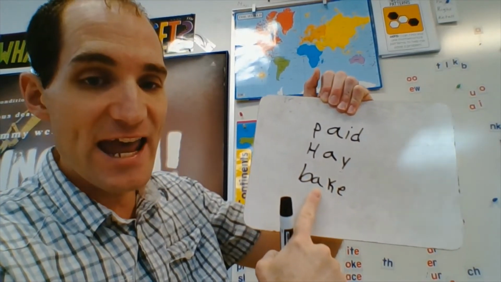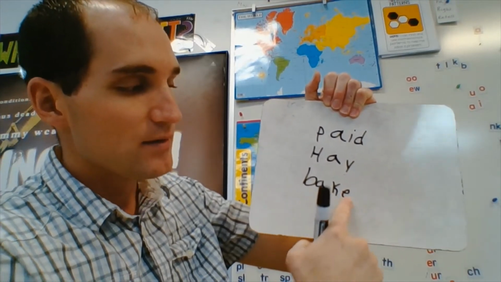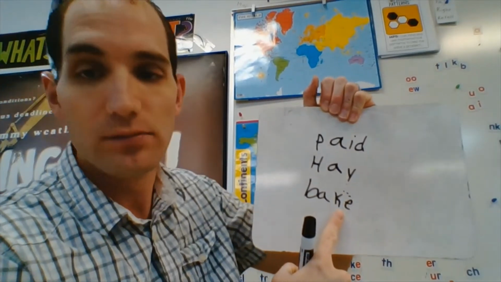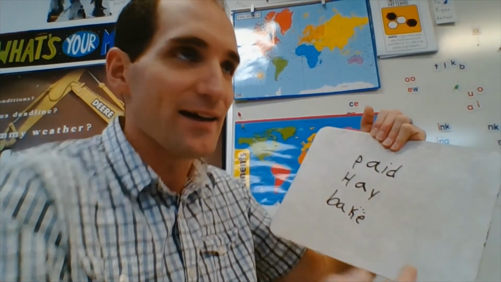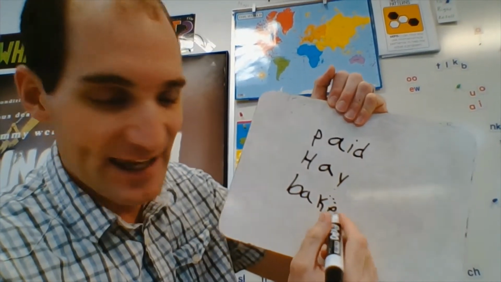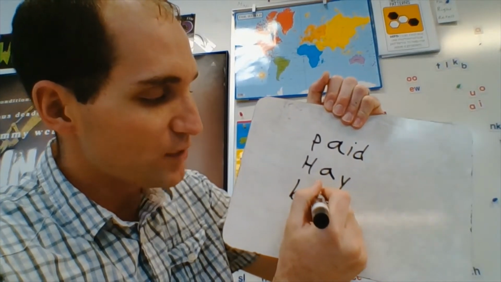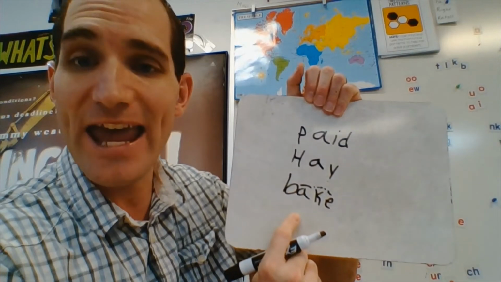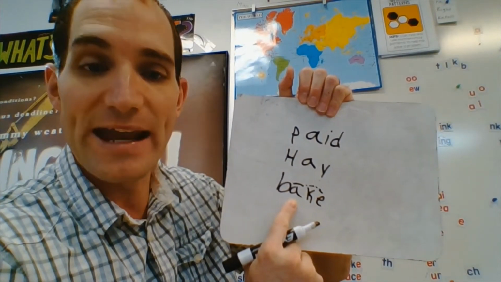And the A says A because this E jumps, and this E, I'm getting all tongue-tied, guys. This silent E at the end is quiet, but it jumps backwards over one letter, makes the vowel say its name, its long sound A, and this turns into bake.